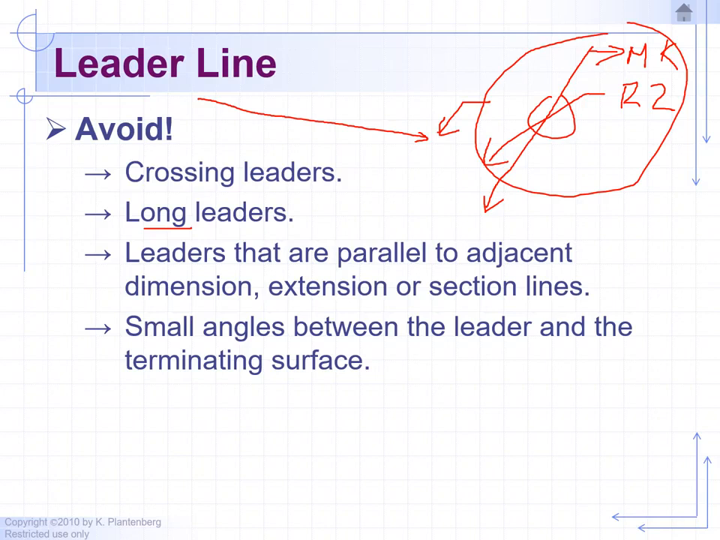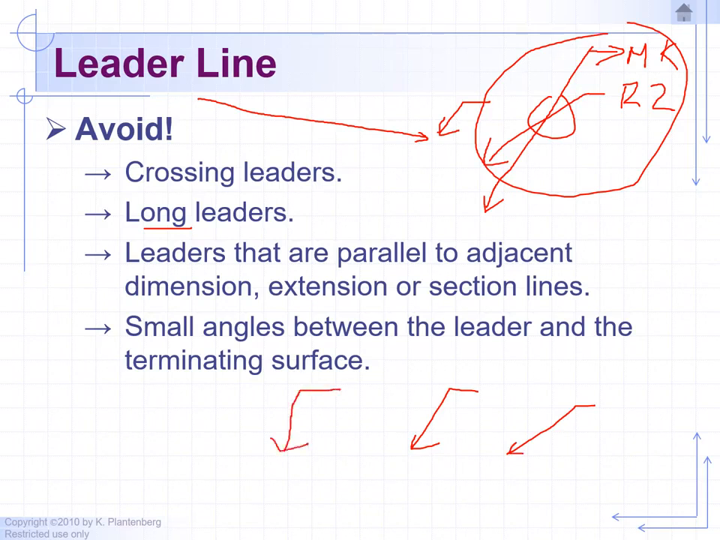Avoid leaders that are parallel to adjacent dimension, extension, or section lines. So again, try and avoid using horizontal or vertical leaders so as to not be mixed up with dimensions and extension lines. Avoid using small angles between the leader and the terminating surface. So again, try and use angles of 45, 30, or 60 degrees, for example.